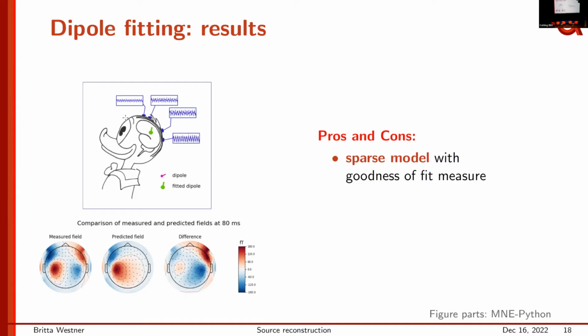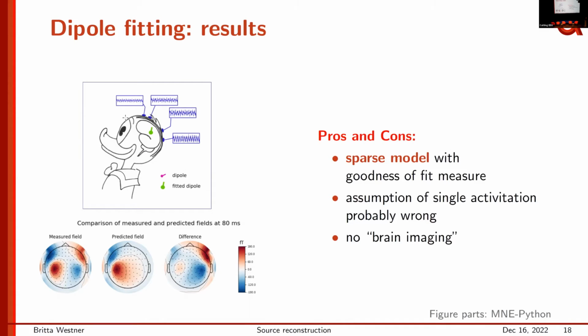So the pros and cons of that model: it's a sparse model. A sparse model is always a nice thing to have, and you get a goodness of fit measure. You know how well your model performed given the data. But as I just said, the assumption of a single activation is probably wrong. There are multiple dipole methods as well, which I will not go into detail here.